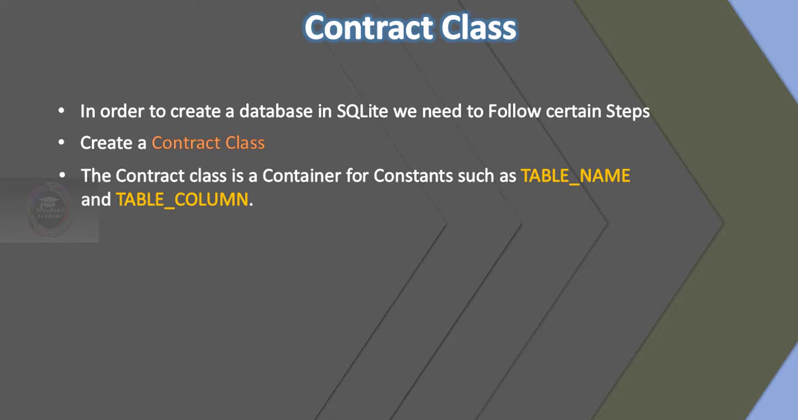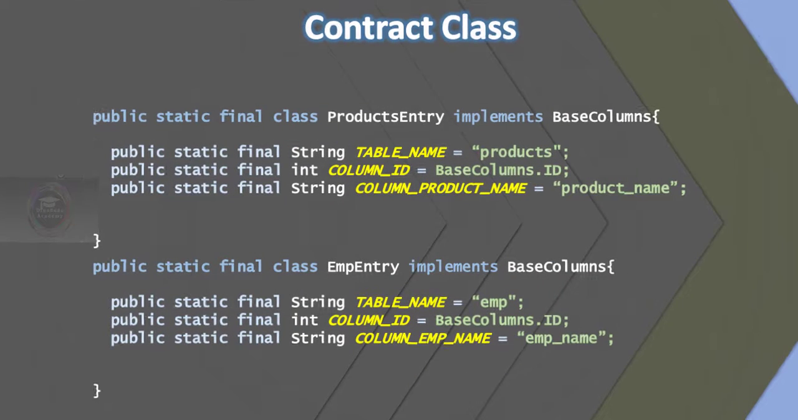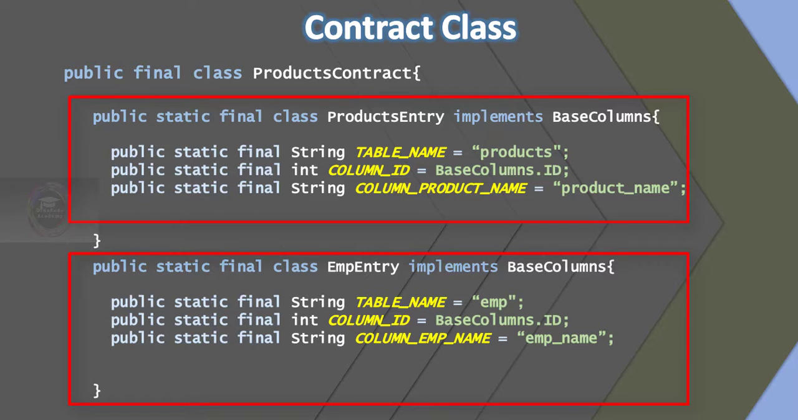Now the contract class is a container for constants such as table name and table column. Inside the contract class, the tables are defined in an inner class that implements the base column interface. So here you can see the syntax of the class. Now we have defined two inner classes inside the products contract class. Now you can see we have two tables. The first is products entry and the second is EMP entry that implements the base column interface.